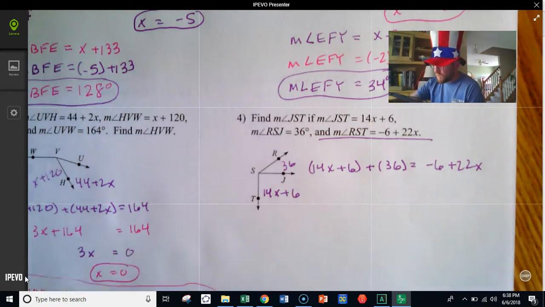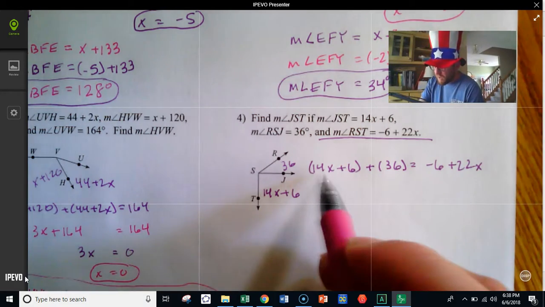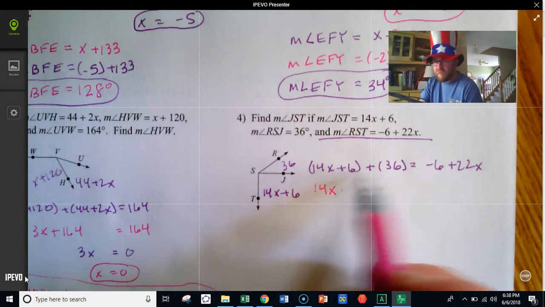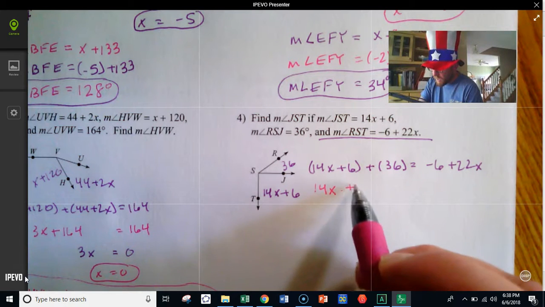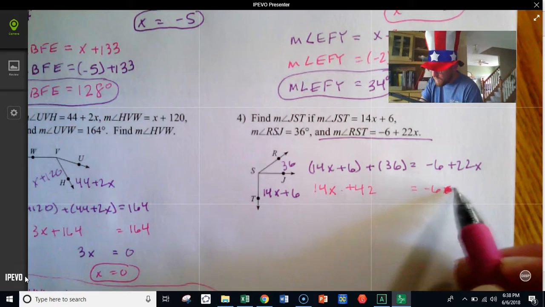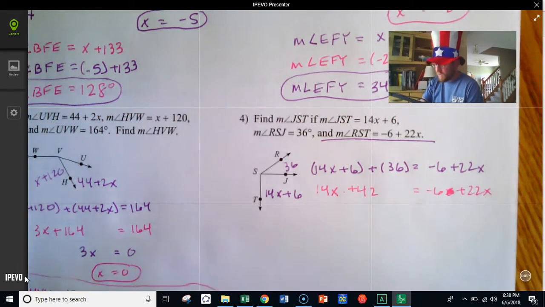Now let's see, over here we'll do a little combining like terms. Now the 14x there's nothing to combine with, so it's just going to stay as 14x. But we do have a 6 and a 36, and those will combine to make 42. Negative 6, plus 22x.